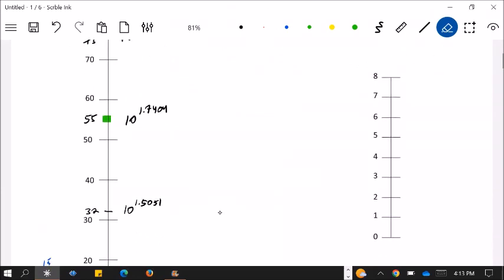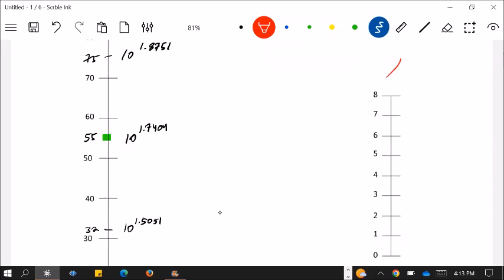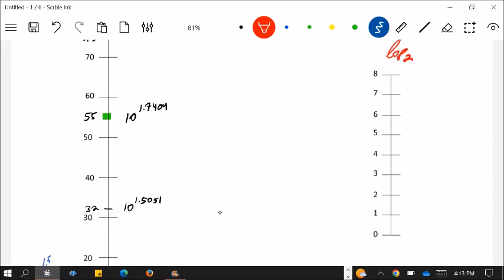Now, we can do the same thing with a different base number. What I'm going to do over here is look at log base 2. So meaning that if I come here to the number 1, that's 2 to the 0 power. The number 2 is 2 to the first power. 4 is 2 to the second power. 8 is 2 to the third power. And every other number in between is able to have its own log.